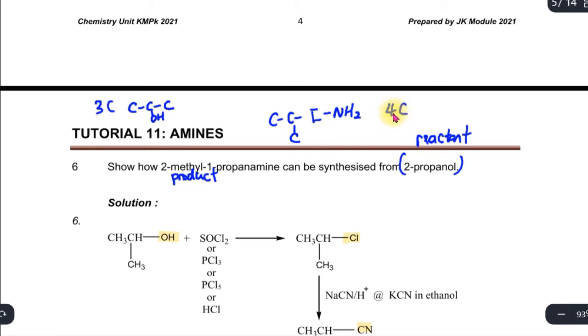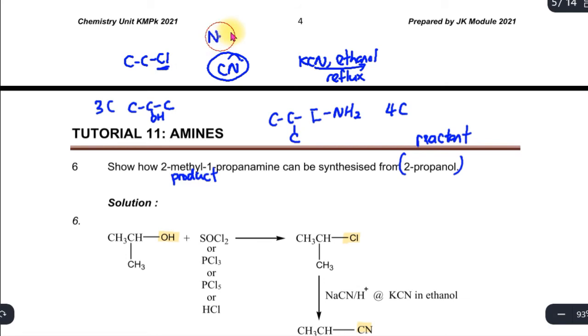So first of all, we will think about a nitrile compound, CN. CN negative, so I will think about KCN, in ethanol, must be specific, and then reflux. Normally, if you want to form a nitrile compound, we have to start from a haloalkane. For example, CCCl, a haloalkane undergoes nucleophilic substitution when reacted with KCN, and it will form CCCN, something like this.